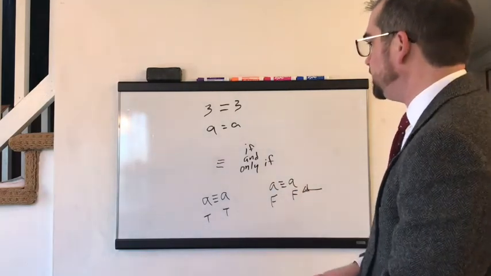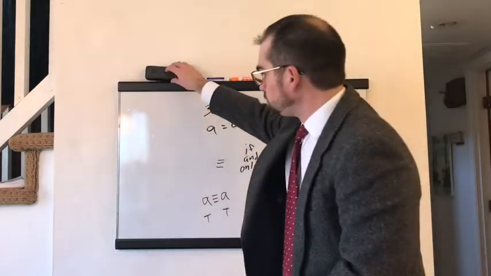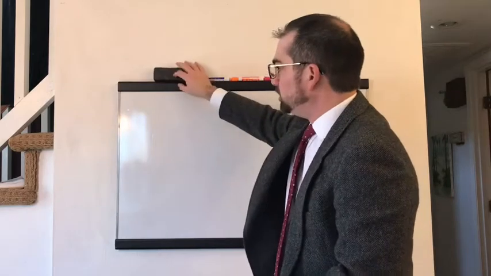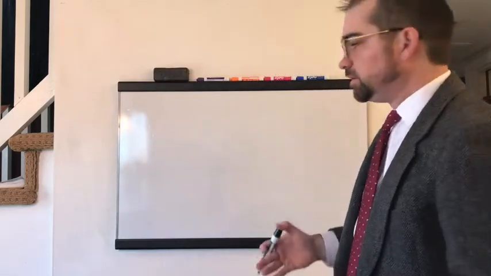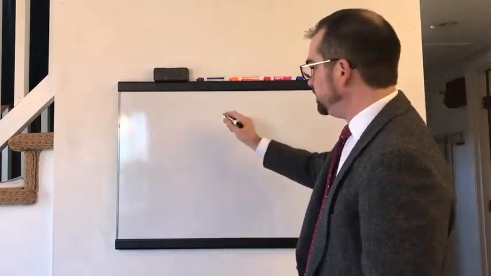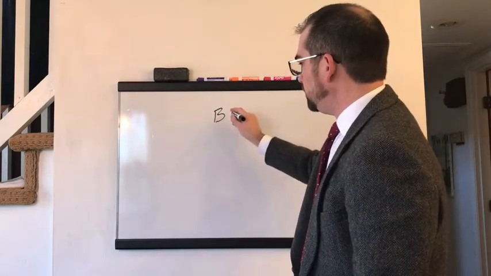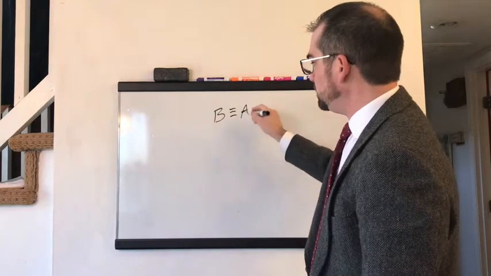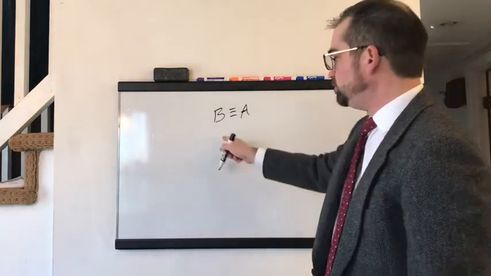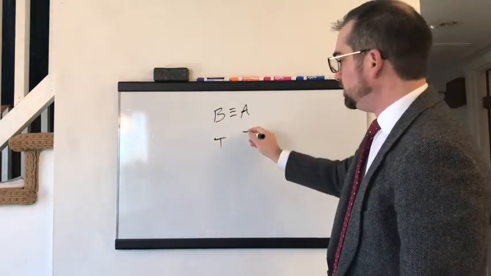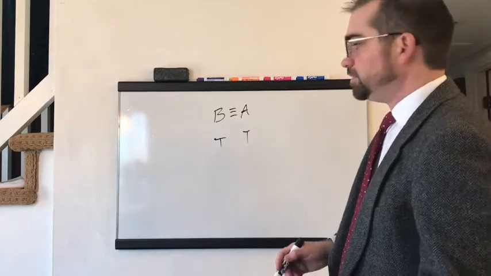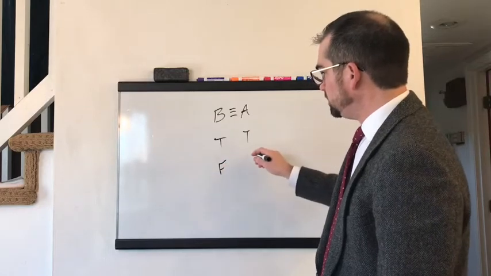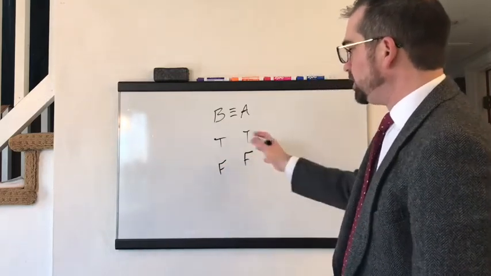For example, without getting into a medical argument, I could say that my heart is beating if and only if I am alive. So if my heart is beating, that's true, then I am alive, that's true. The other alternative is my heart's not beating. So my heart's not beating, that's false, and I'm not alive. And it doesn't matter which way we go.